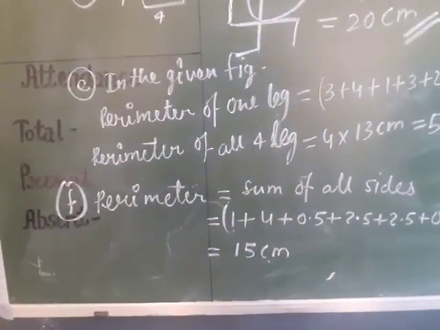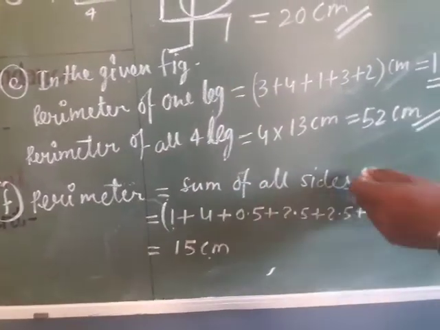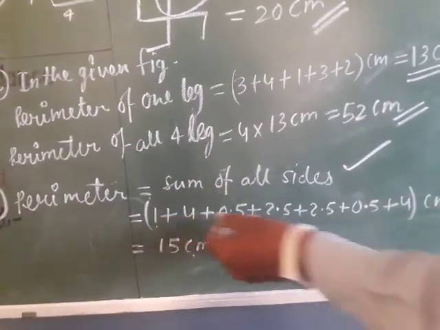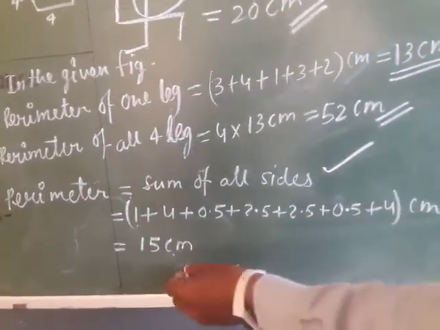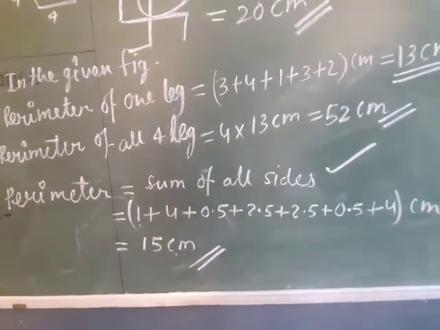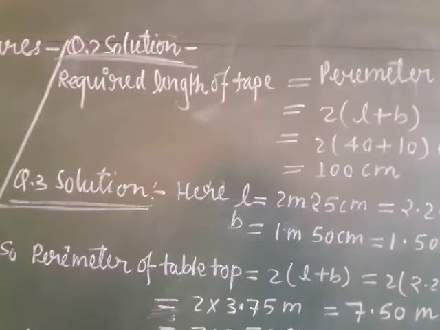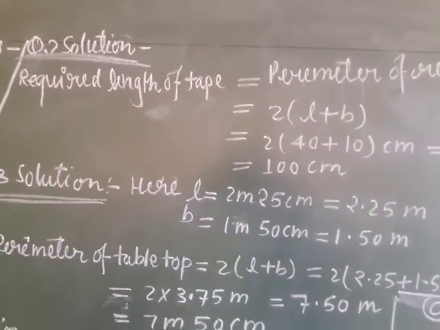Now going to the F part. Here the figure is also given in your book. The perimeter is the sum of all the sides. So if we add all the sides, then the answer will be 15 centimeter. Now going to the question number 2, solution. The question is given in your book. I am going to the solution.